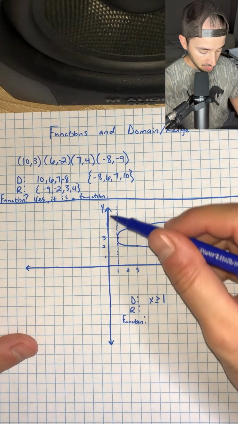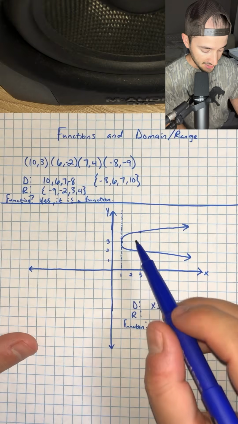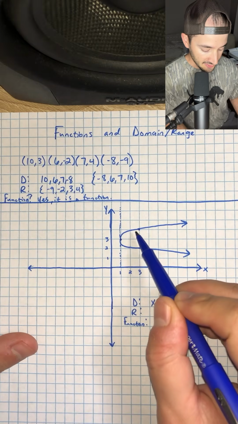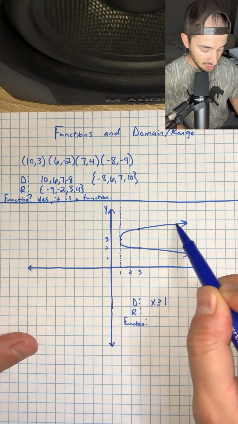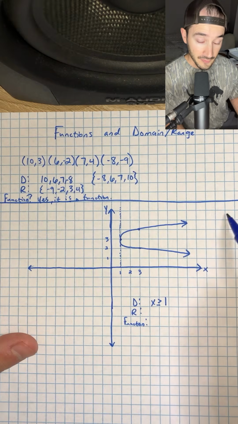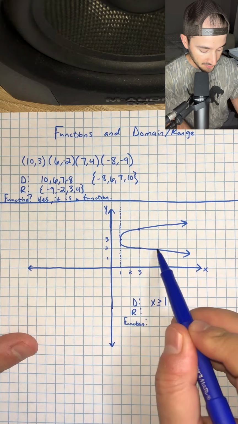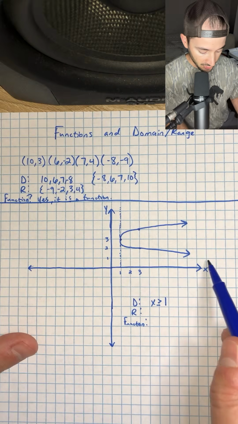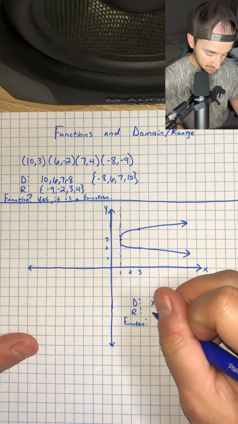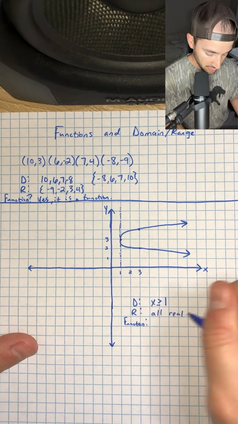For our range, we're going to look along this y-axis, and even though it's not increasing by a ton, it is going to keep increasing as we keep going forever and ever. And it's also going to keep decreasing going this way forever and ever. So our range would just be all real numbers.